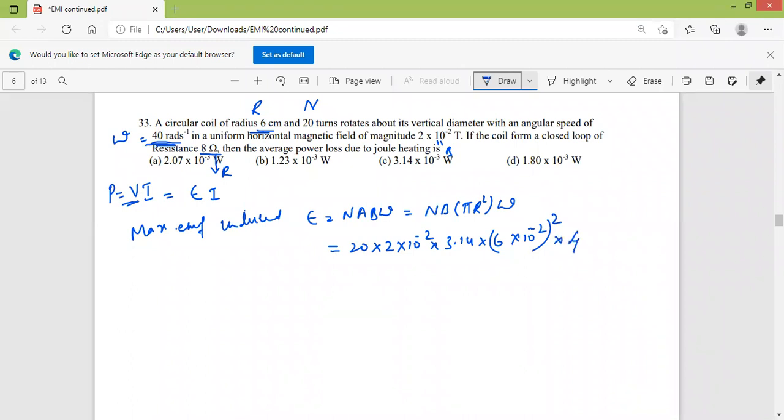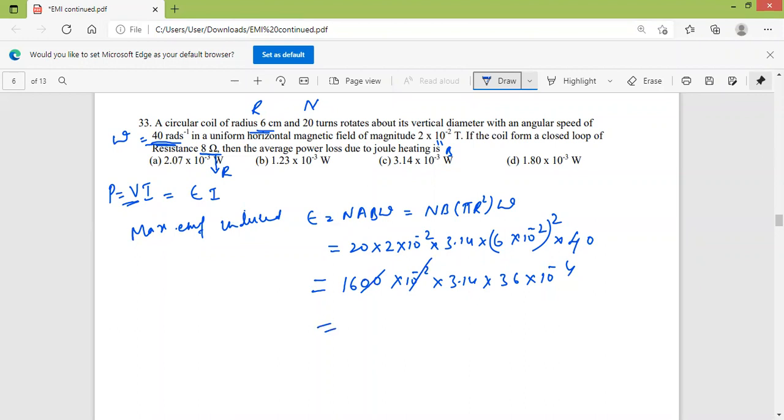Omega is equal to 40. 4 2s are 8, so 800. 800 into 2 is 1600. 1600 into 10 power minus 2 into 3.14 into 36 into 10 power minus 4. This minus 2 and this double zeros cancel.